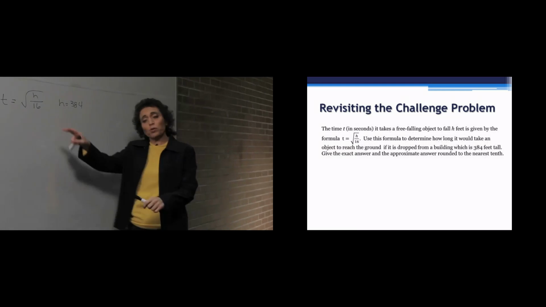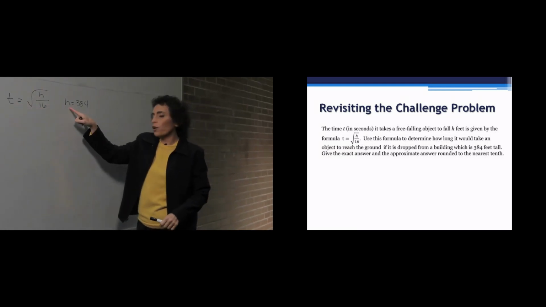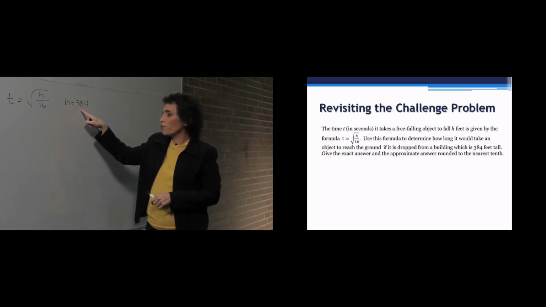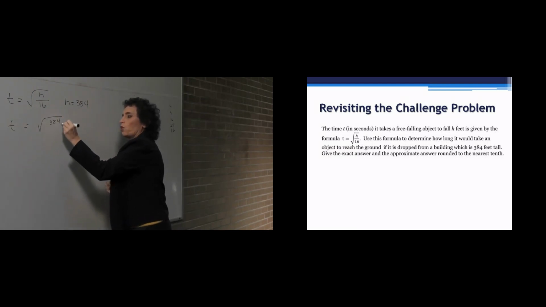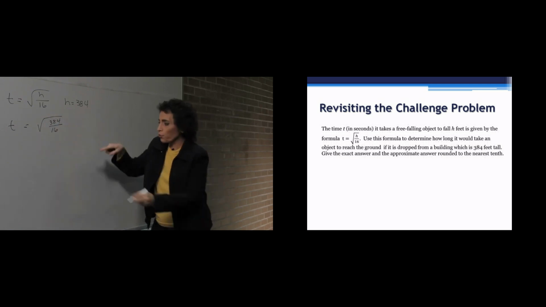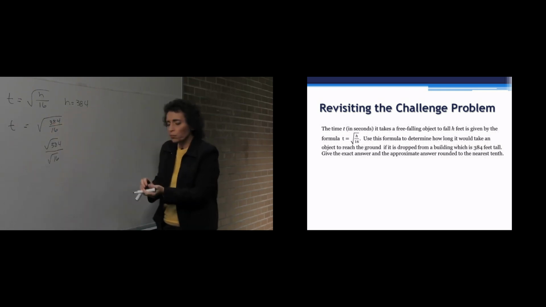Okay, this is the challenge problem. This is how long it takes for an object to reach the ground. Okay, so we know the height of the building where this free-falling object is coming from is 384 feet. So all we have to do is do this. T equals square root of 384 all over 16. We can either write these separately, square root of 384 over the square root of 16. It doesn't matter. Or we can keep them together. It doesn't matter how you write it.